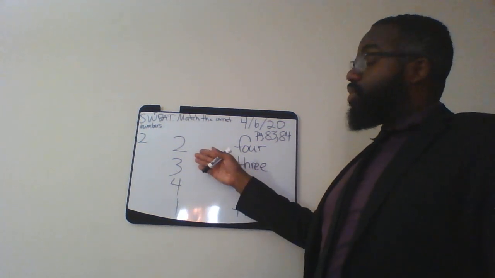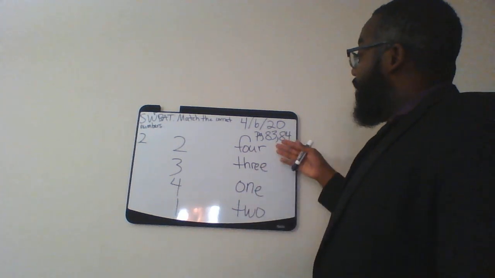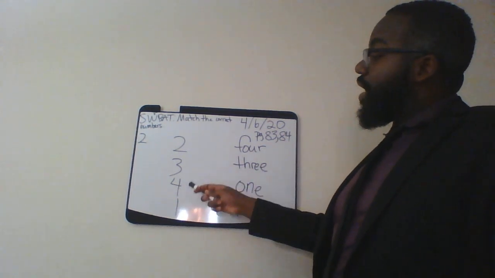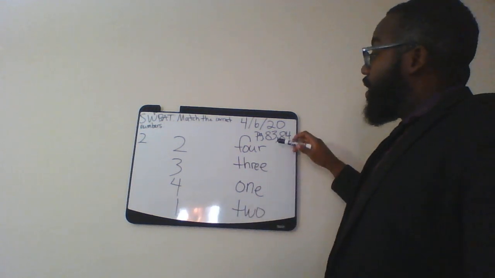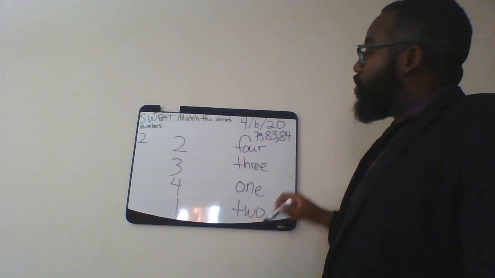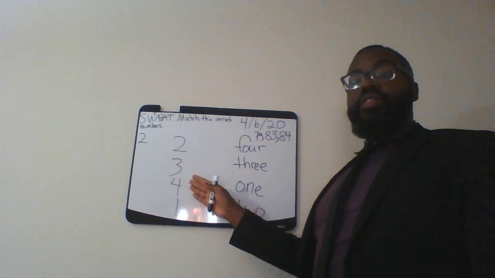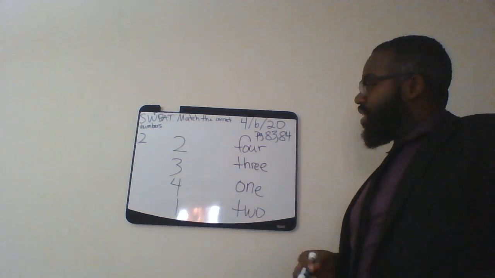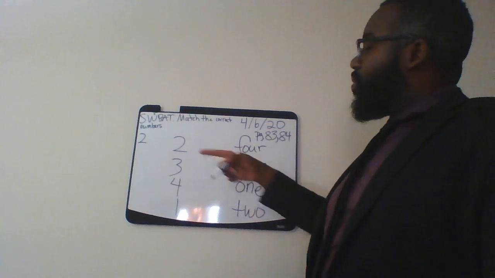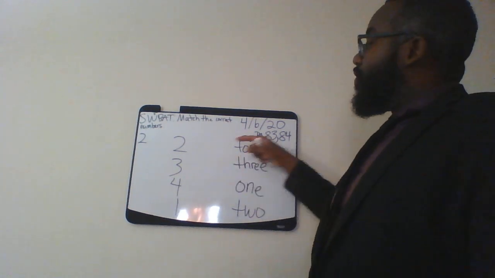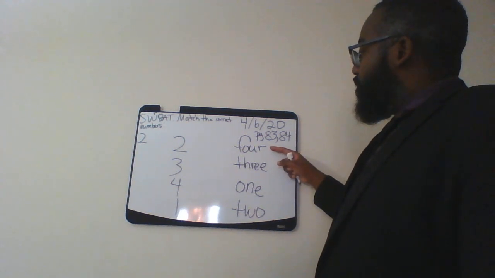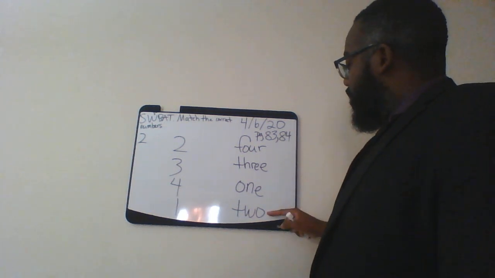So we have numbers on the left side, and then we have number words on the right. So we have 2, 3, 4, 1. And over here we have 4, 3, 1, 2. So I have to match the correct numbers to the words on the right. So we're going to do a couple for example. Let's start off with 2. So number 2, I have to find the word 2 over here in this column. So this is 4, 3, 2.